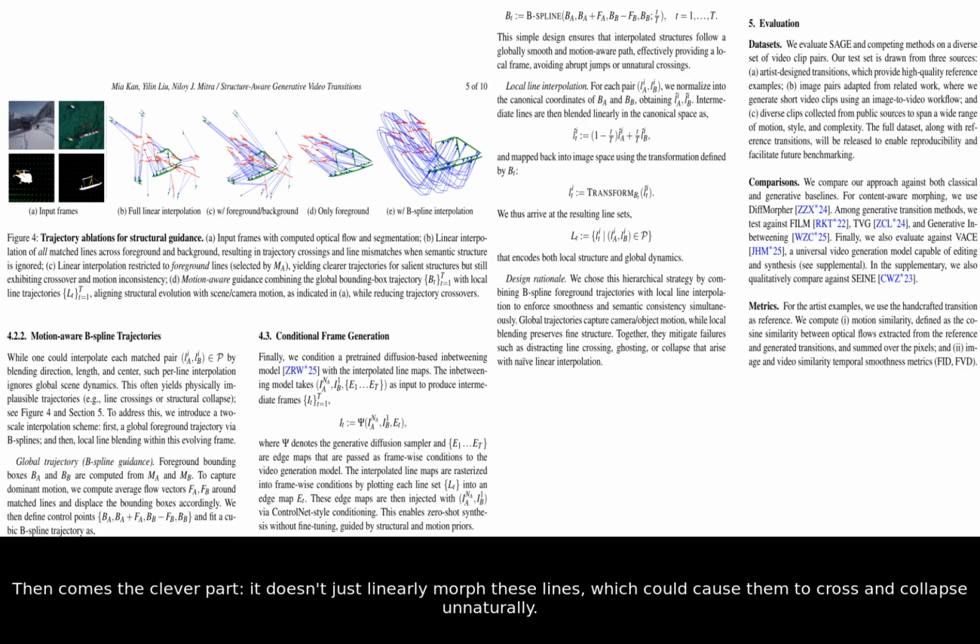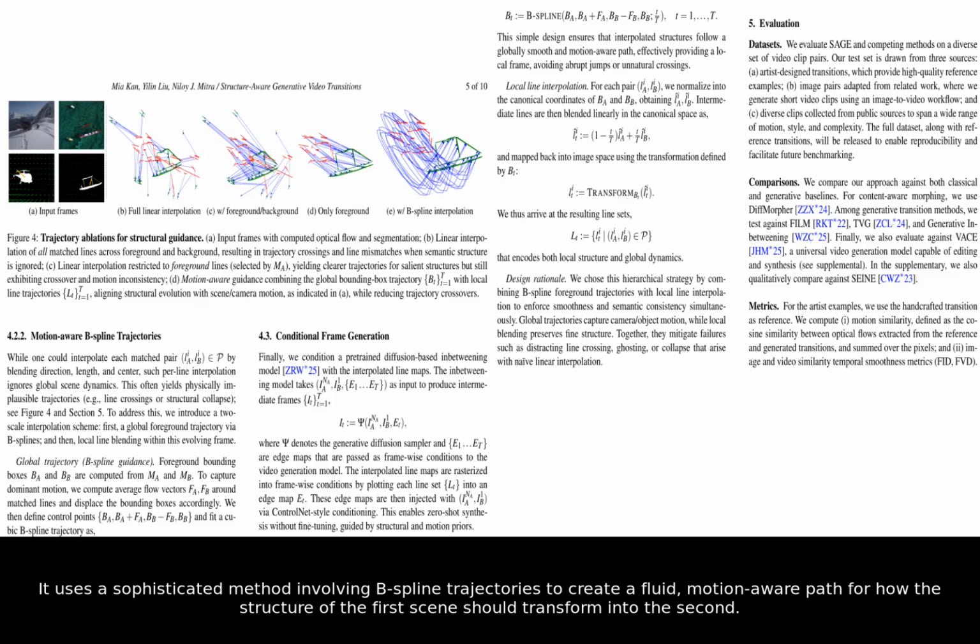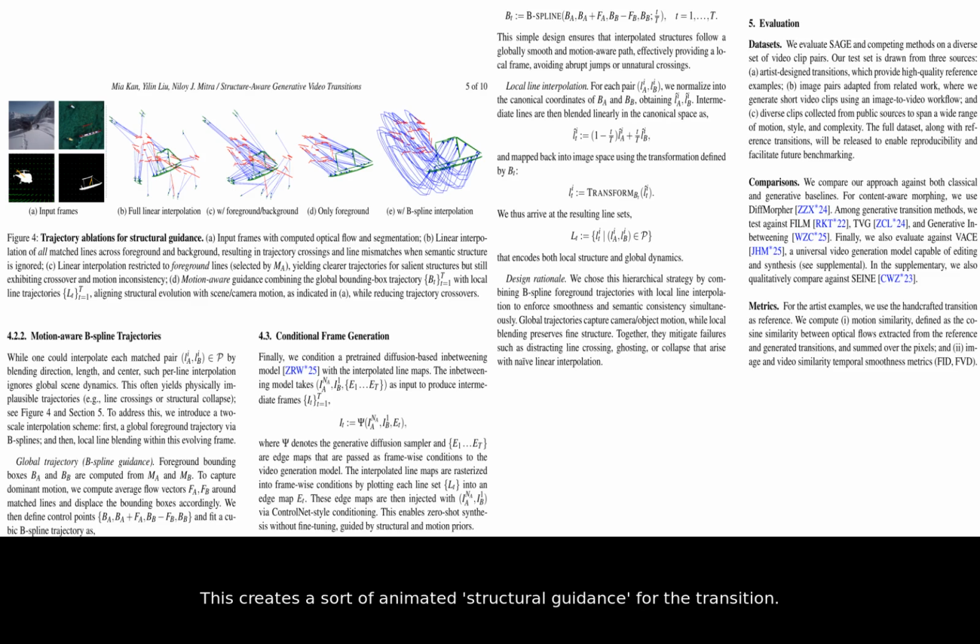It doesn't just linearly morph these lines, which could cause them to cross and collapse unnaturally. It uses a sophisticated method involving B-spline trajectories to create a fluid, motion-aware path for how the structure of the first scene should transform into the second. This creates a sort of animated structural guidance for the transition.